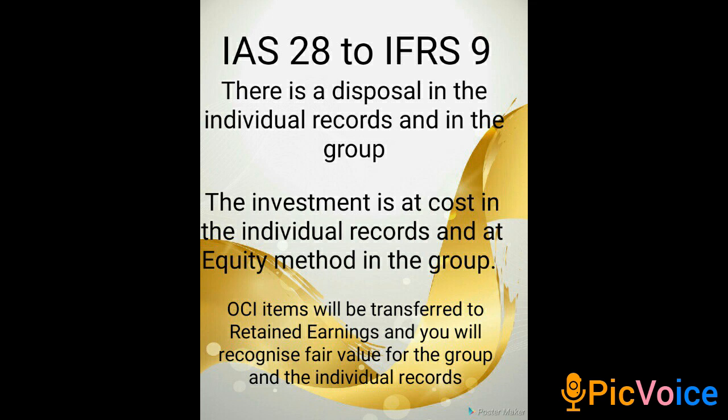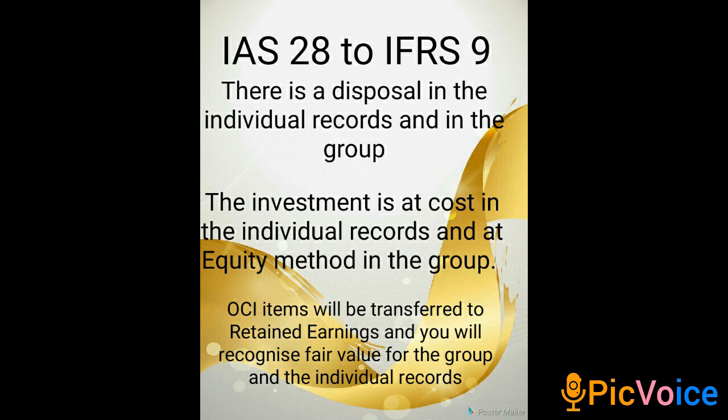Any item of OCI will be transferred to retained earnings, and you will have to recognize the fair value of the individual record and the fair value of the group. Now, with the fair value that you need to recognize, remember, this is with regard to the remaining percentage. Say for instance, we had a 40% interest and we sold 35. What remains is 5%. With that 5%, we'll then determine the day 1 gain in the individual record, and then we'll also determine the fair value gain in the group.